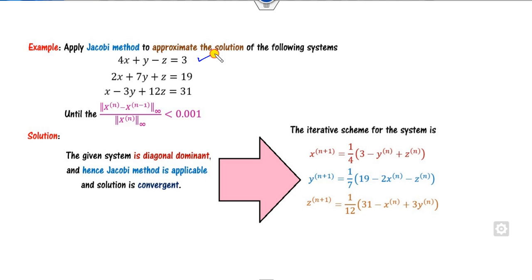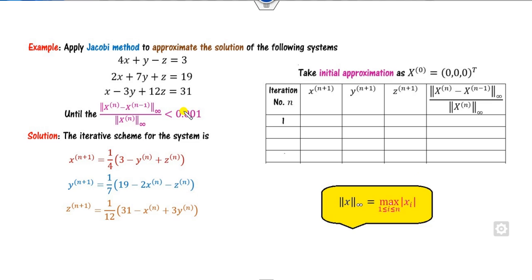We can find the values of x, y and z from the first, second and third equations. Then your target is to complete this matrix. Take the initial approximation as 0, 0, 0. The first value will be 0.75. The next value will be 19 by 7 and so on. How can you find this value? Look at that. This is a norm. What is the definition of the infinity norm? It is the maximum of |xi|.